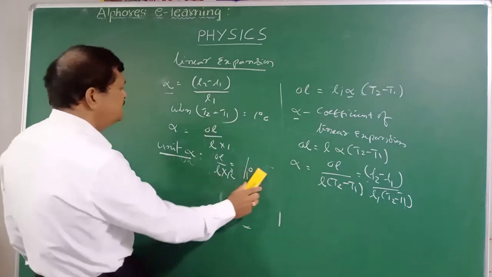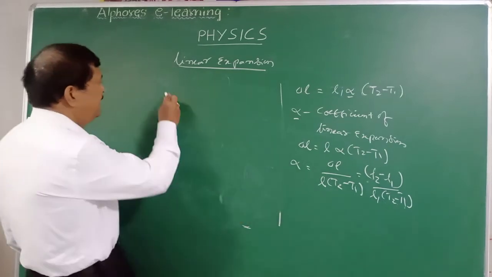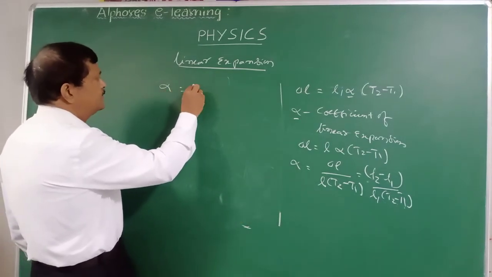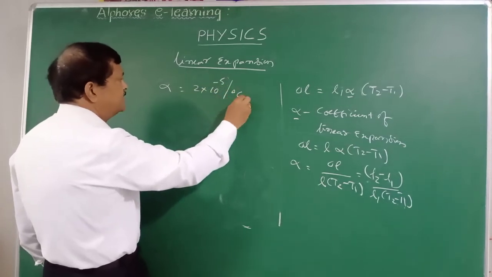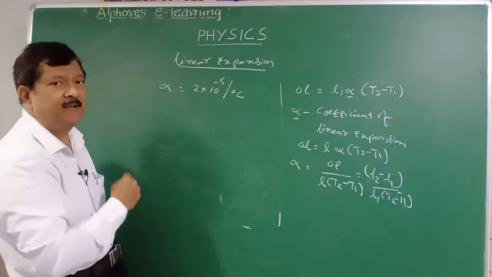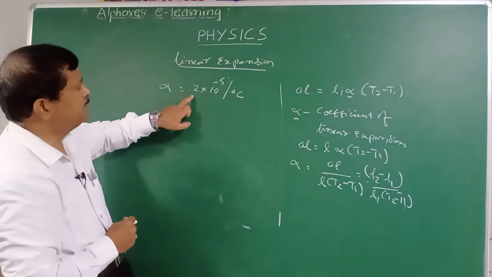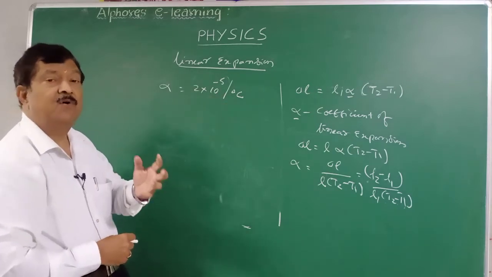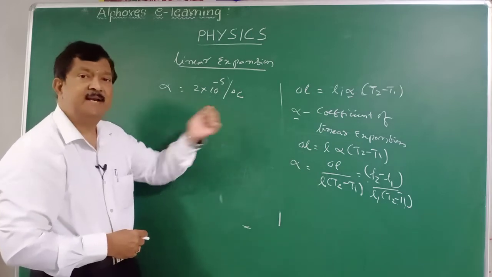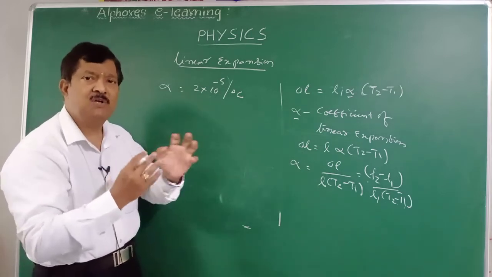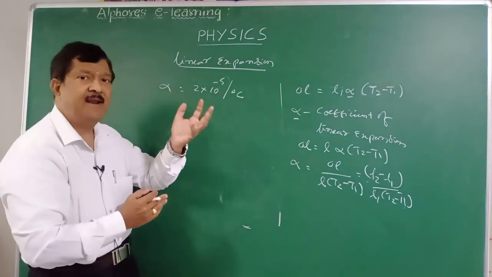Now suppose alpha of a material is given as, suppose, 2 into 10 power minus 5 per degree centigrade. That means when you are measuring the temperature in degree centigrade, we can express the value of alpha like this. But we know we can express the temperature either in Fahrenheit scale or centigrade scale. Generally we use these two scales frequently. Suppose I want the value of alpha in Fahrenheit.